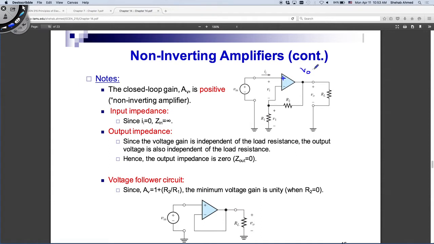V output of the open loop op-amp is equal to the open loop gain multiplied by the input voltage at the positive terminal, which is Vi, minus the input voltage at the negative terminal, which is 0 in this case, right? So I have an open loop voltage equal to A, which is a large number, multiplied by V, which happens to be V input in this case. This difference is Vx, this voltage here.